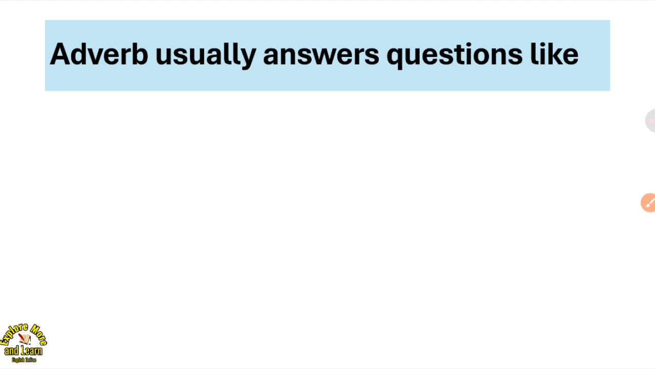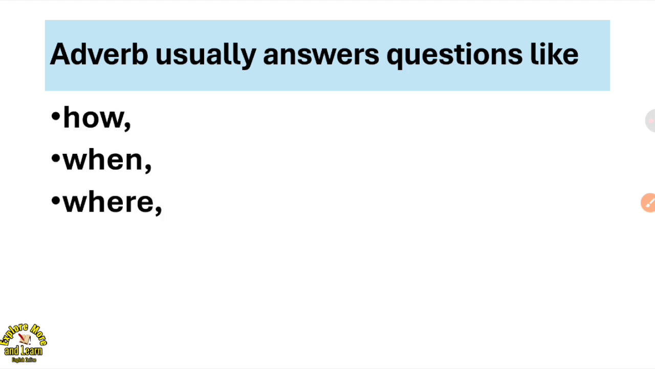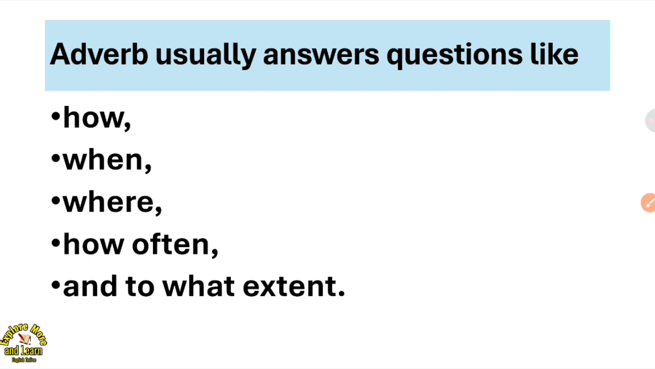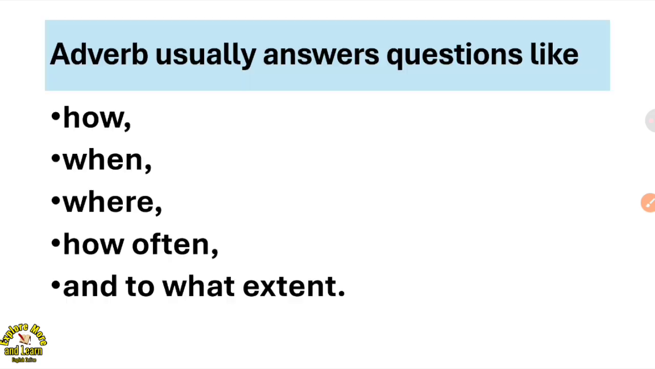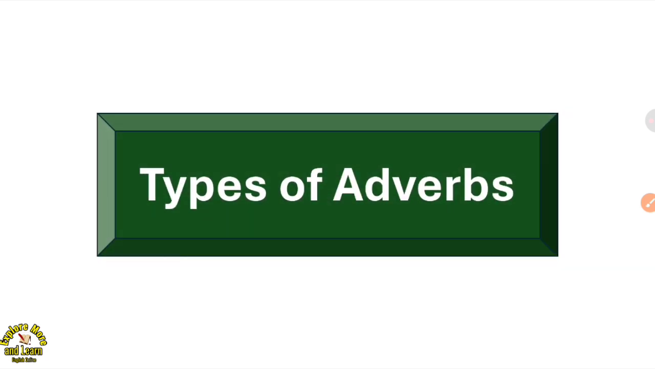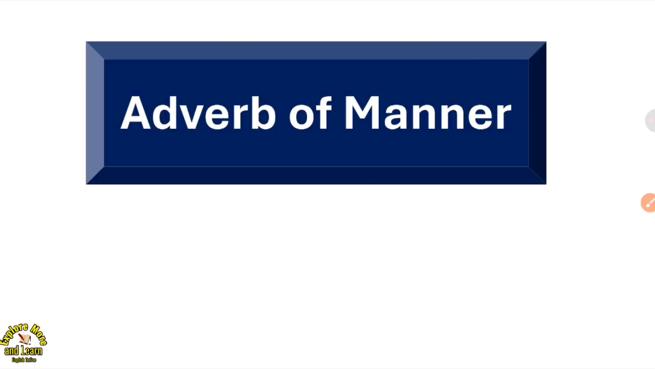So adverbs usually answer questions like how, when, where, how often, and to what extent. Okay, so these are the simple words. If you ask a question starting with these words, you will get the answer in adverbs. Okay, so let's start types of adverbs. How many types of adverbs are there? Kinds of adverbs. Number one, adverb of manner.